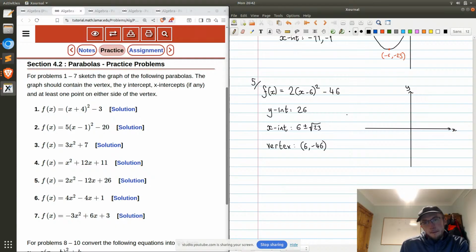Okay, so root 23 is something round about 5. So something like that, although not quite accurate, of course, but anyhow, 26. 6 minus root 23, and then 6 plus root 23. And then here, 6 comma negative 46. And we check.